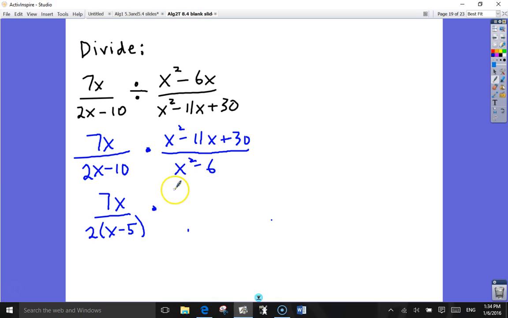Times, how does x squared minus 11x plus 30 factor? The factors of 30 that add up to negative 11. 6 and 5, but they're both negative, right? Okay, how do I factor x squared minus 6? Okay, take out the x.